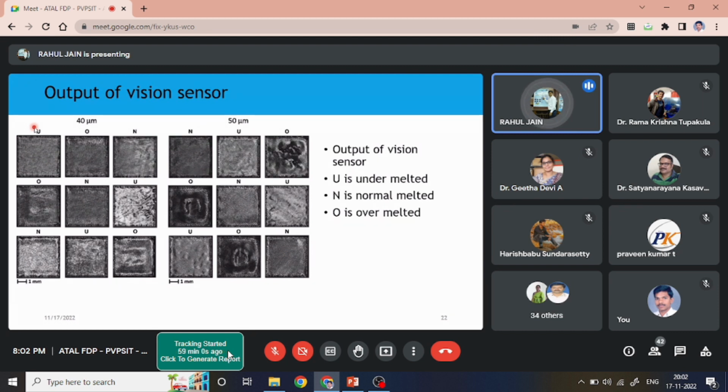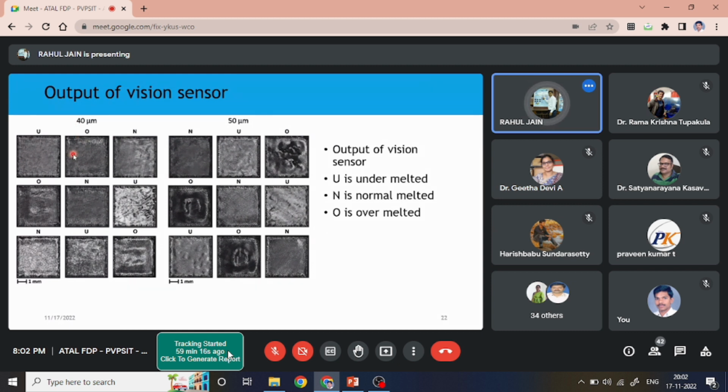It has not been fused properly, right? So this is because of under melting. What is N? N is normal melting, meaning the wire feeder has melted in a way which was desired, and O is indicating the over melting, right?